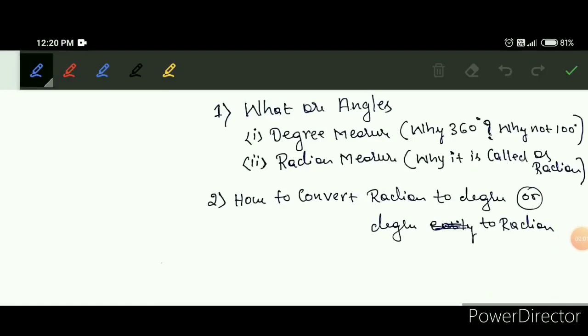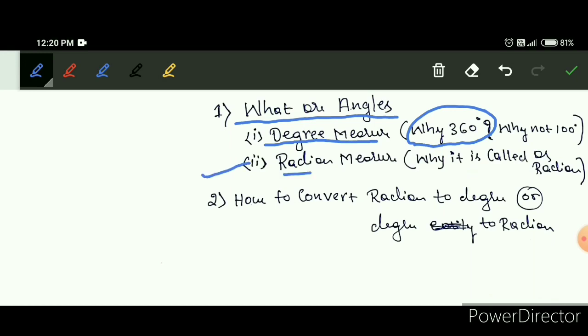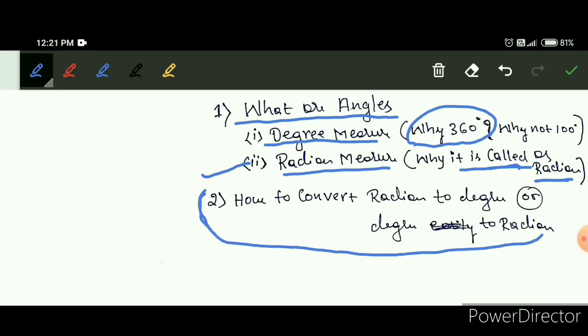In the last video we discussed what angles are and what degree measure is. In that I explained why 360 degrees is used for one full rotation. In this video we are going to study radian measure, why it is called a radian, and at last we will find how to convert radian to degree and degree to radian.